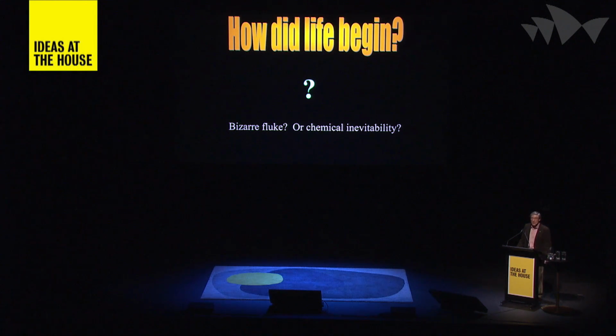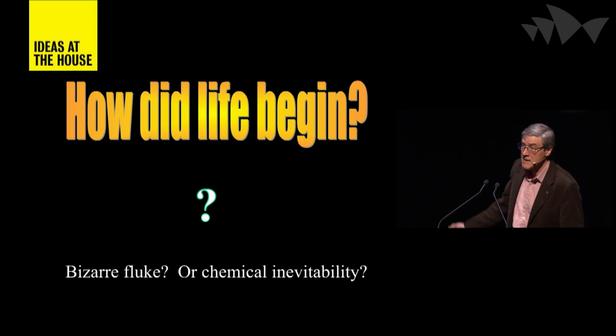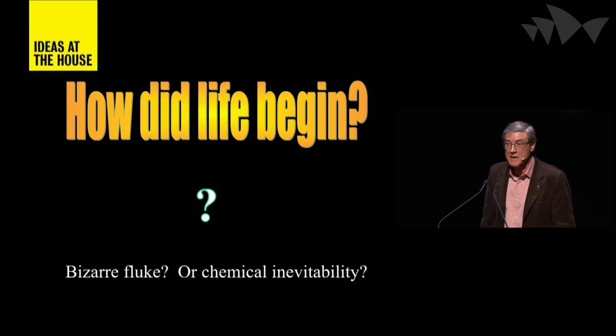And part of the reason for that is it all happened such a long time ago. So even if life on Earth started on Earth, all traces of the early processes will have been obliterated a long time ago. However, I think we would settle for something less than understanding each step of the process. We would be content to know simply, was it a bizarre fluke, maybe unique in the observable universe, or is it a chemical inevitability? That is, is it bound to happen given enough time?